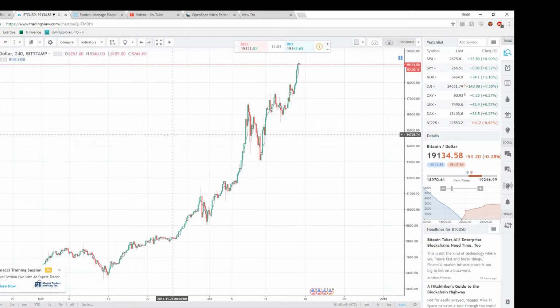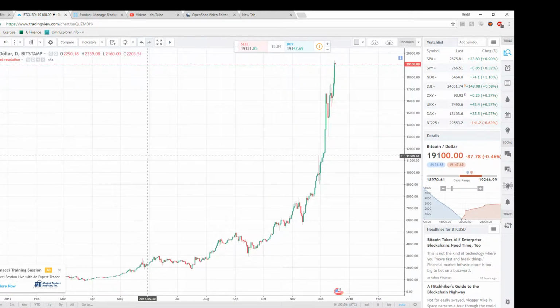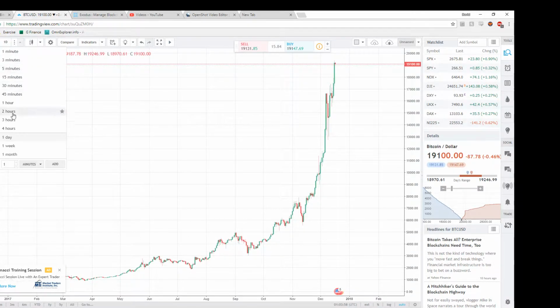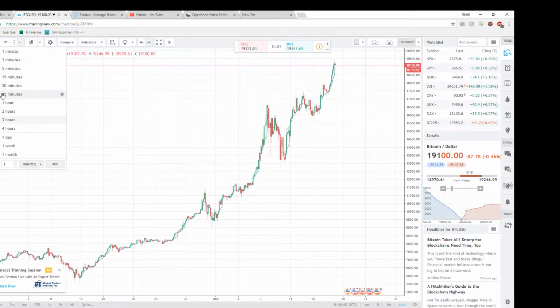VWAP can only be used to show the average price of the volume intraday. So if I go to the 1 day, the VWAP disappears. Now, if I go back to the 4 hours or anything less, you'll see the line.